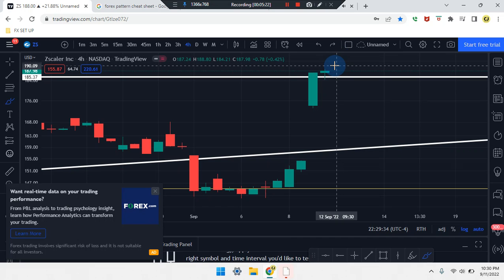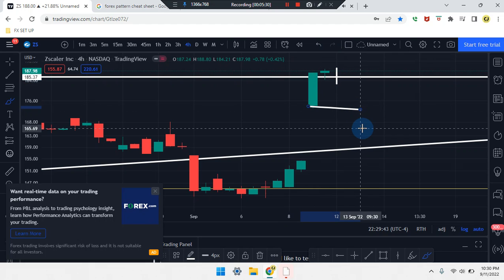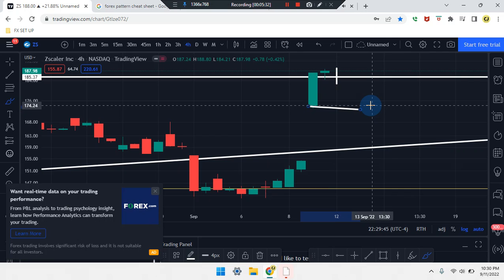If not, if we receive a bearish red candle or pattern in that area, market can engulf this and push down back to the previous areas of 172, 174.24.